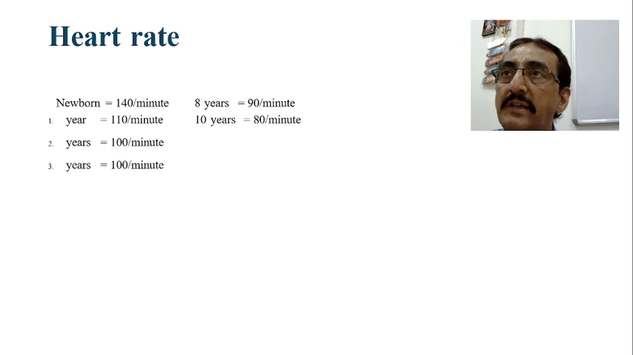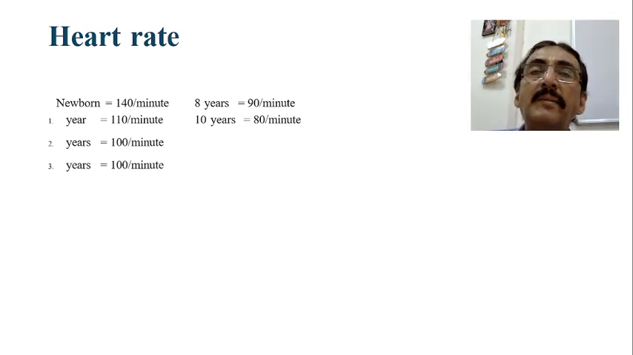Coming to the next, heart rate. Heart rate at this time is almost double that of adults. Heart rate will be around 140 to 150, exactly double that of adults. Even the respiratory rate is about 40, exactly double that of adults. But the blood pressure will be exactly half that of adults. In adults, 120 by 80. In the newborn, the blood pressure will be somewhere around 60 by 40.